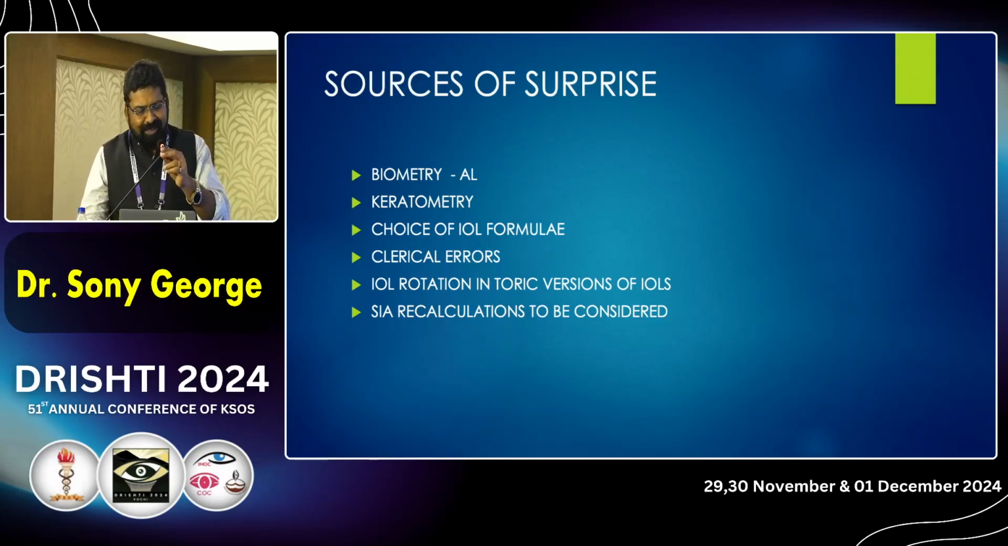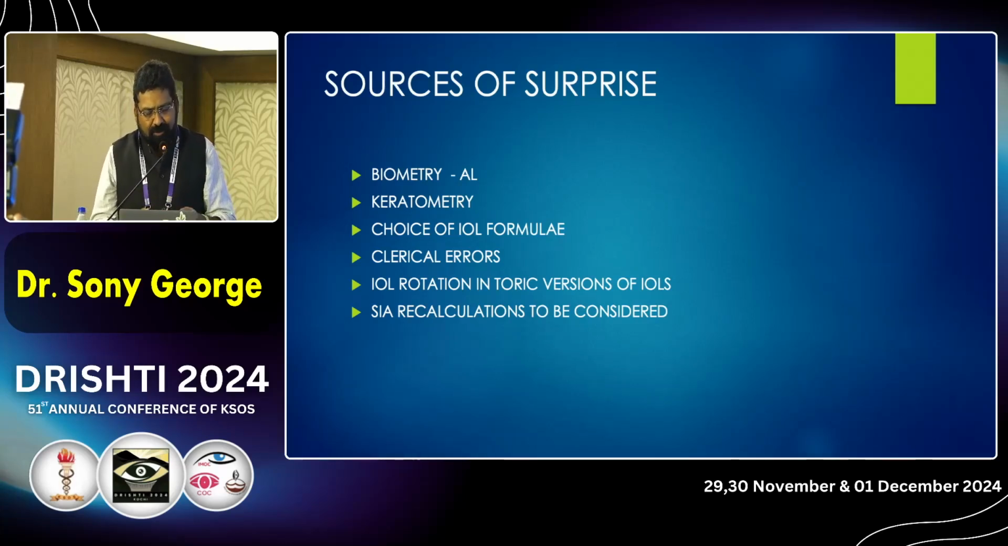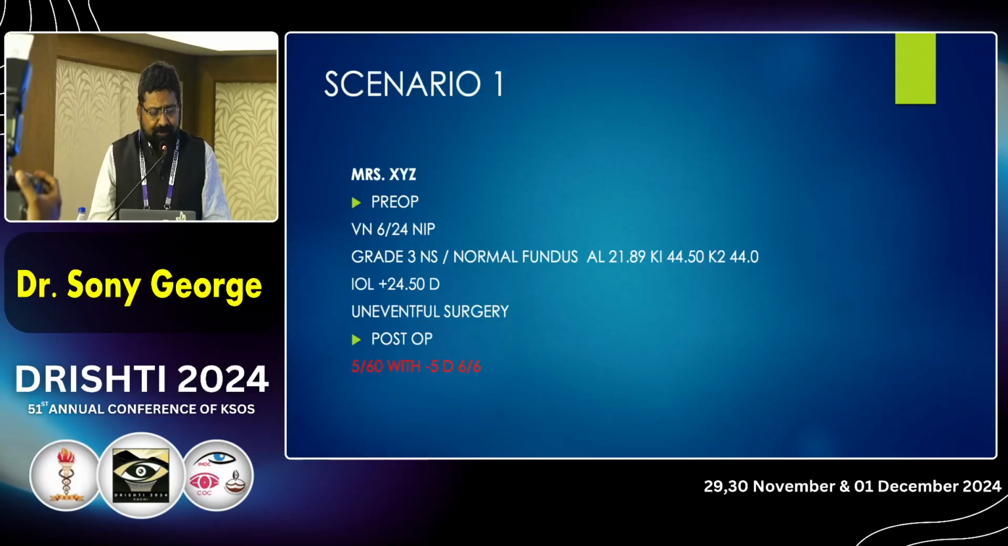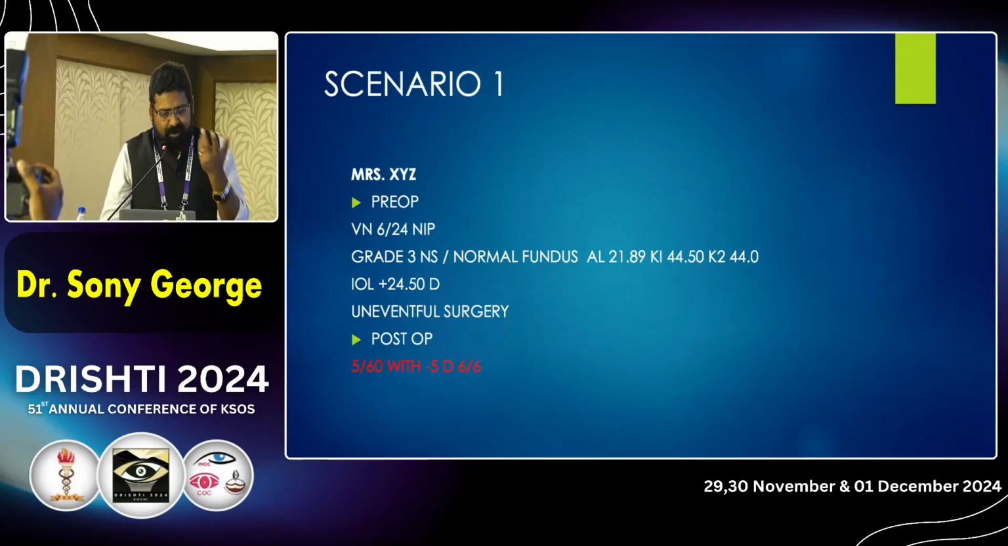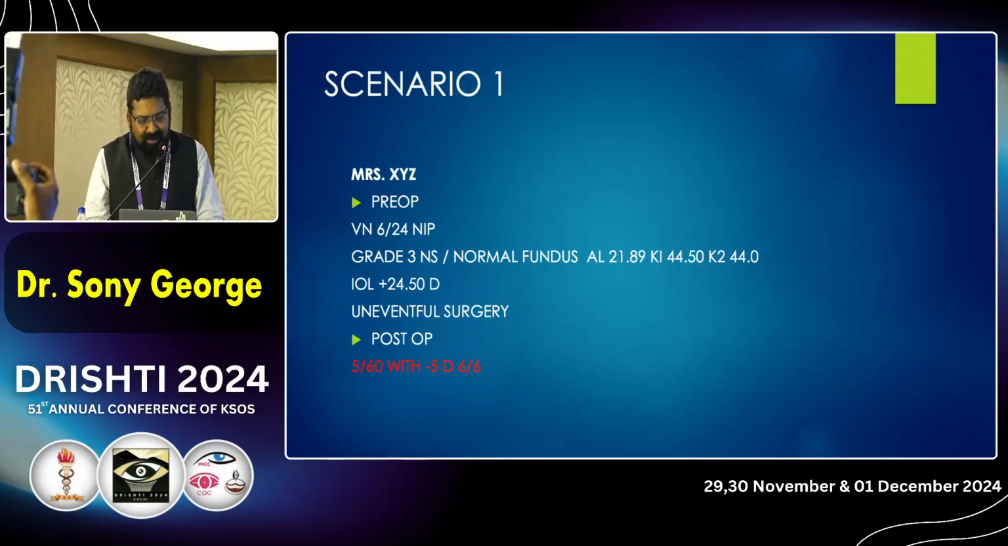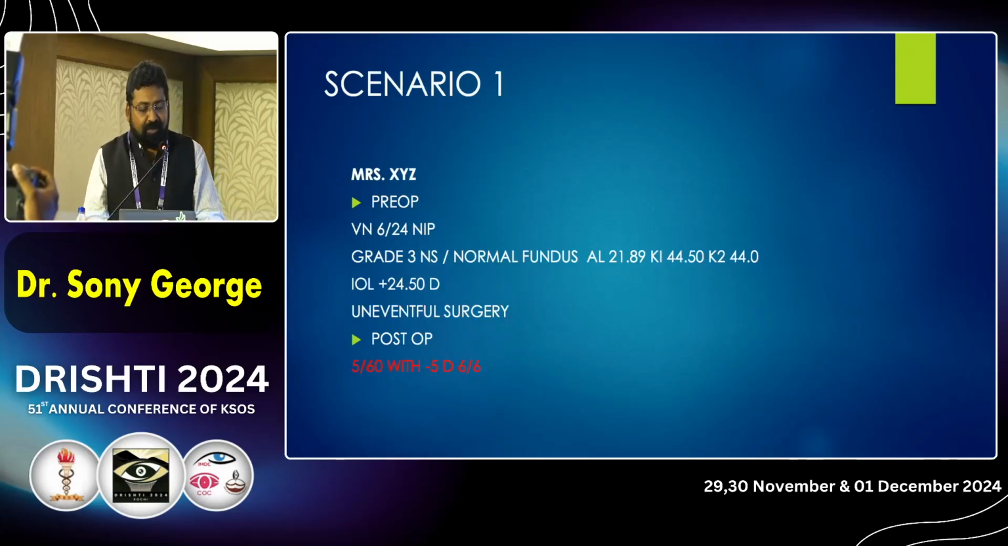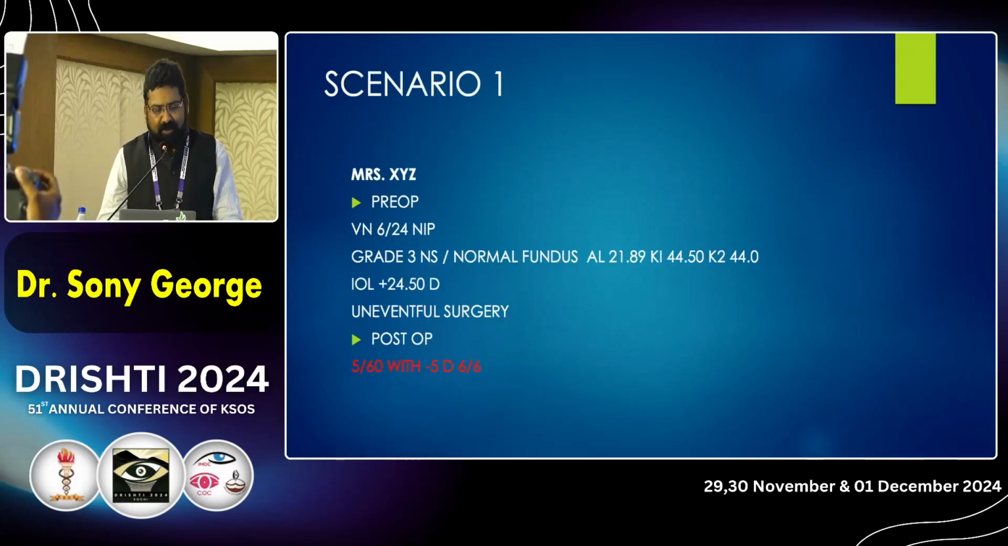Most of us still continue keeping it at 0.5 as when we started. Now it's less than 0.25 actually, with better incisions, and as our techniques become better. So that also has to be revisited. So for example, this patient comes with a grade 3 nucleus and 6/24 vision. Everything is fine, but then he lands up with 5/60 vision with a -5 diopters to 6/6.